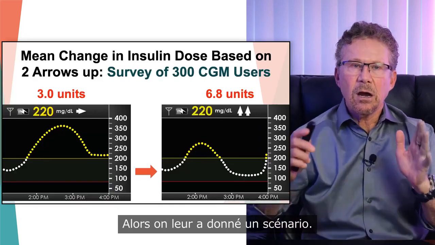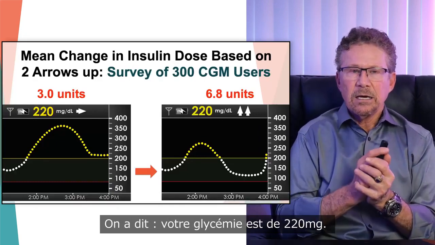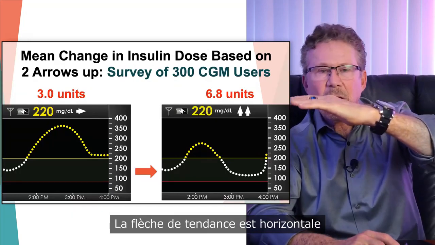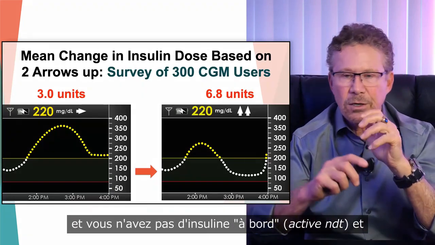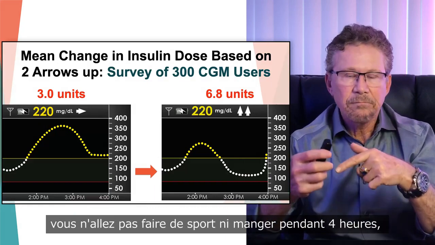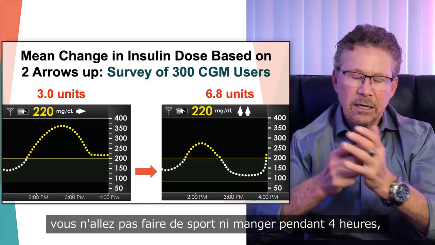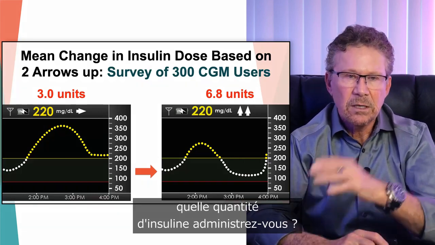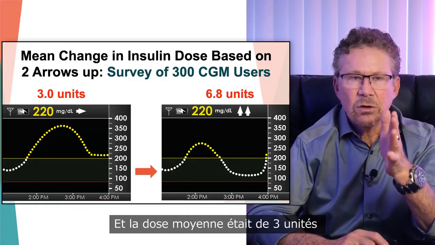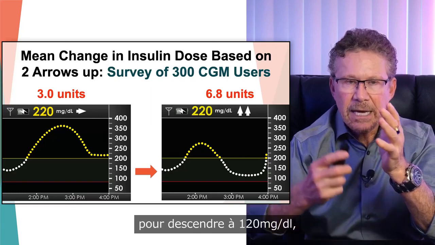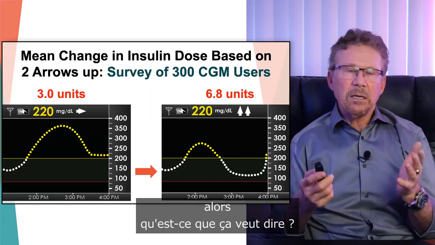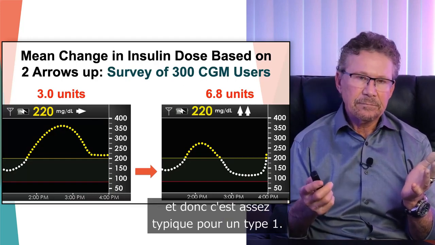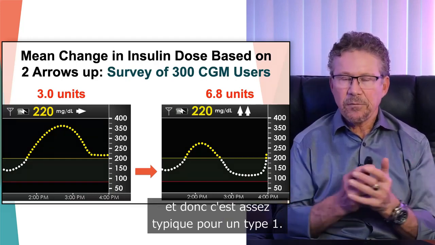So we gave them a scenario. We said, your blood sugar is 220, trend arrow straight across, and you don't have any insulin on board, and you're not going to exercise or eat for 4 hours. How much insulin would you give yourself? And the mean average dose was 3 units to get down to 120. So what does that mean? It means their correction factor was about 1 to 33. And so that's pretty typical for a type 1.